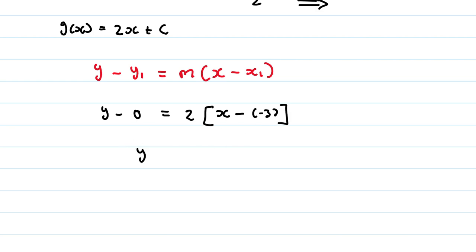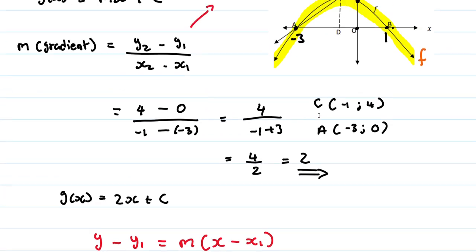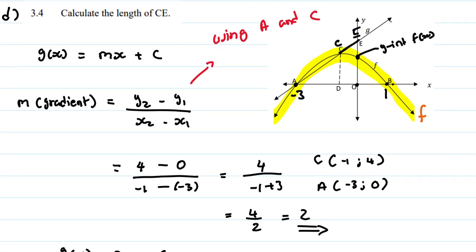So now we have y is equal to, multiply that, so we can solve the bracket first. So we have x plus 3, and solving that we have 2x plus 6. So this is the equation for the linear function. So we already found the equation for this line over there, but we are not done.